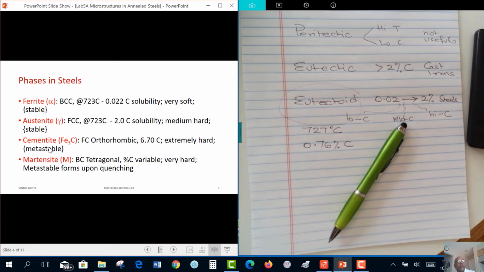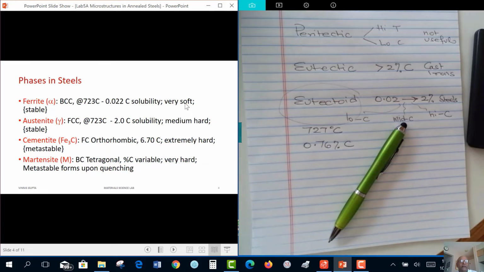So we are going to talk about different phases in steel. Remember, phases are where we have a volume of material that is at same state, solid state in our case, same composition throughout, and same crystal structure throughout. In the steels, we are going to look at four phases particularly. Ferrite, which is body-centered cubic, and at 723 degrees centigrade, its solubility limit is 0.022.